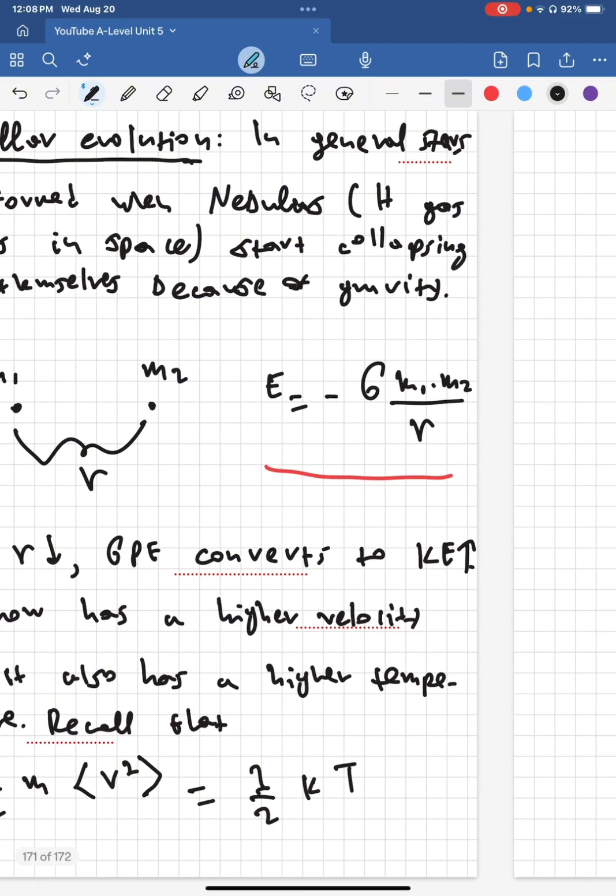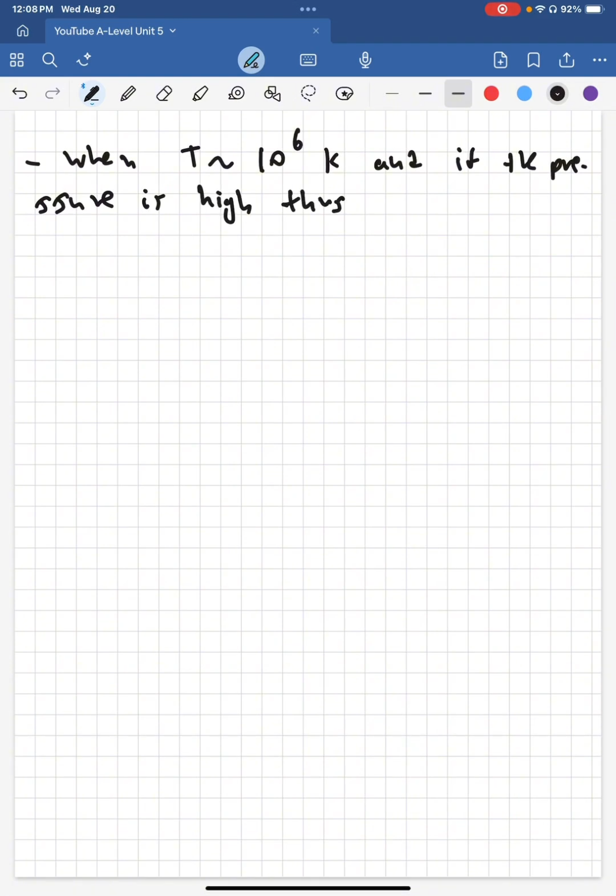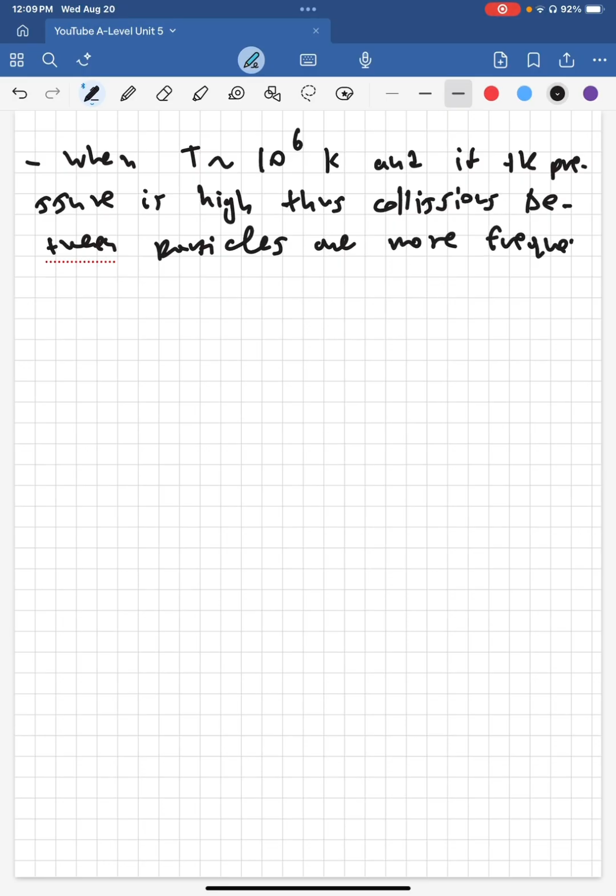So what's so important about that? When the temperature of this gas concentration reaches about 10 to the 6 Kelvin, and if the pressure is high, thus collisions between particles are more frequent, then fusion begins.